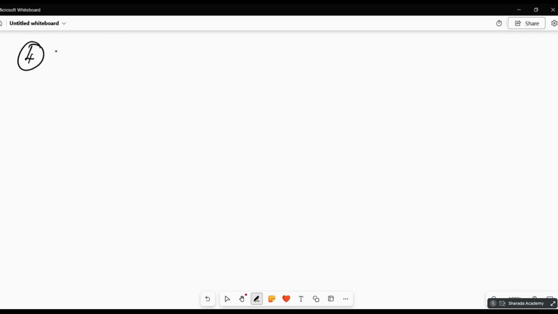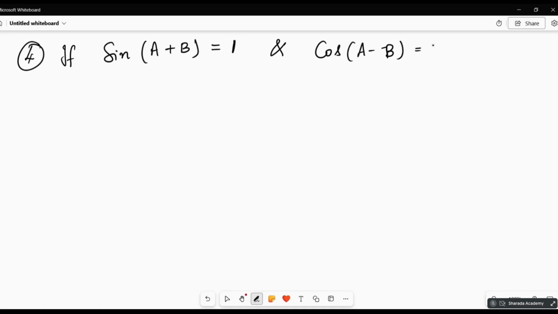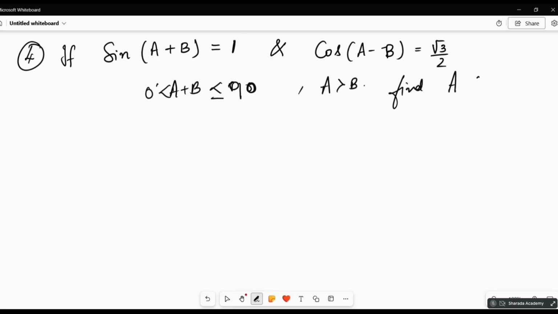Try this question. If sine of A plus B is equal to 1 and cos of A minus B is equal to root 3 by 2, and A plus B is greater than 0 degree and less than or equal to 90 degree, and A is greater than B, find A and B. Got everyone?